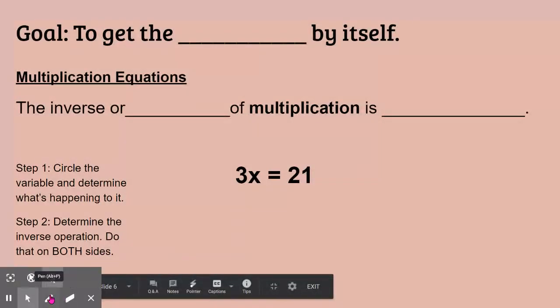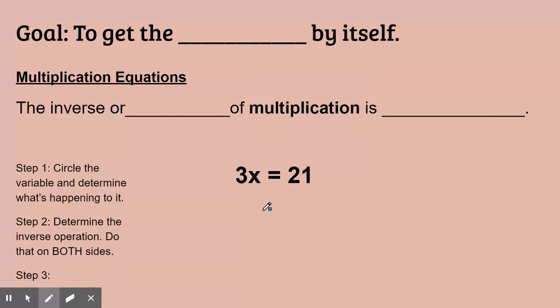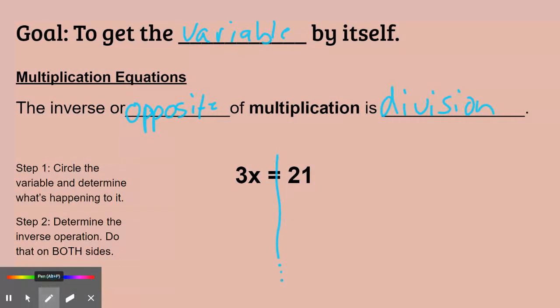All right, so now we're moving on to multiplication and division equations. So the goal is still the same, to get the variable by itself. And we're going to use our inverse or opposite of multiplication, which is division. Now, once again, process is not changing. I'm still going to draw my line down my equal sign and then circle my variable to see what's happening.